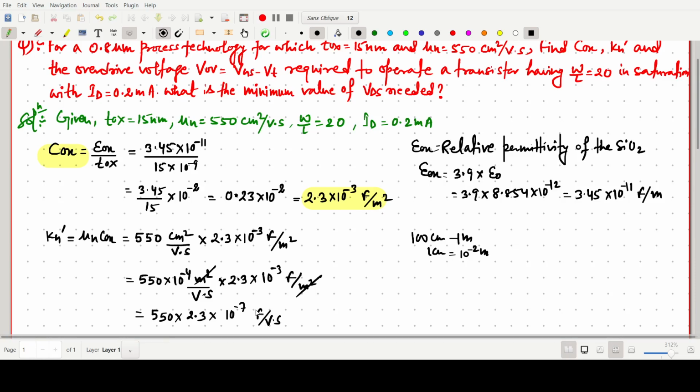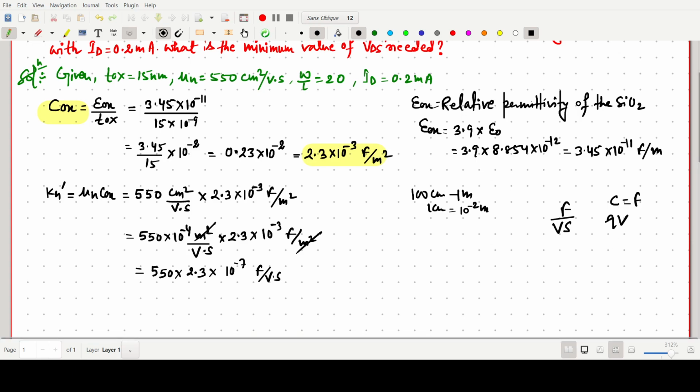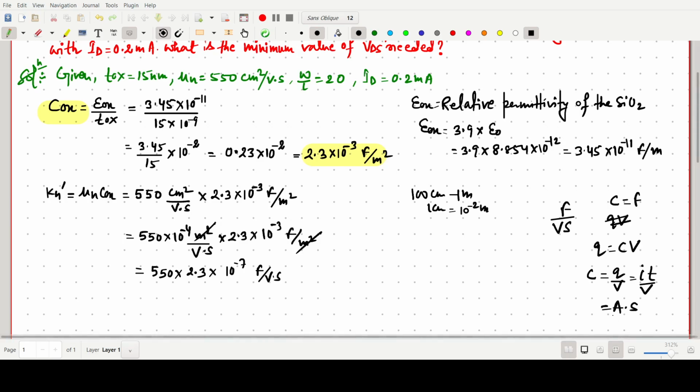Okay, so this farad per volt second is what? For this purpose, I just want to give a brief. This farad is the capacitor unit. Then C can be written, or better to write, Q equals CV. So C can be written as Q by V. So this should be ampere second by volt. So the farad unit can be written as ampere second by volt. So now this can be written, if we remove this decimal.